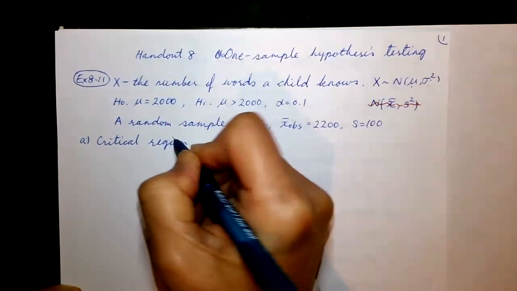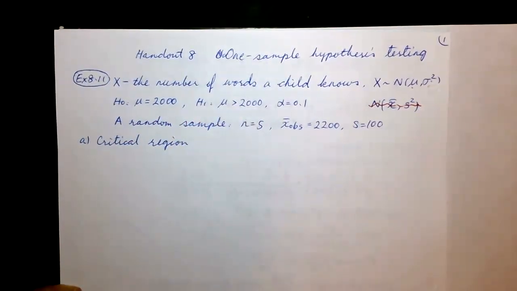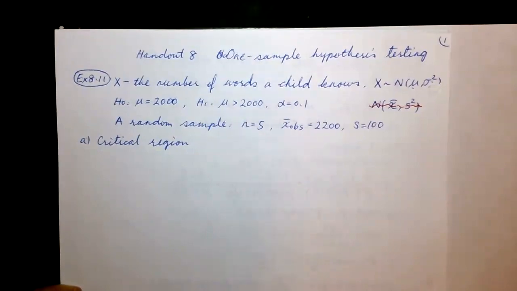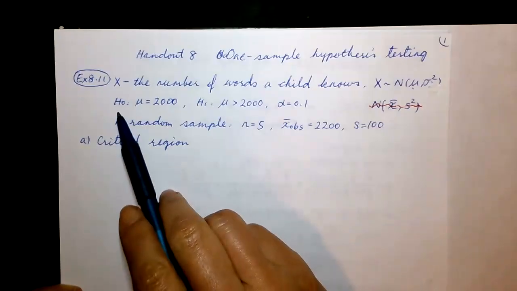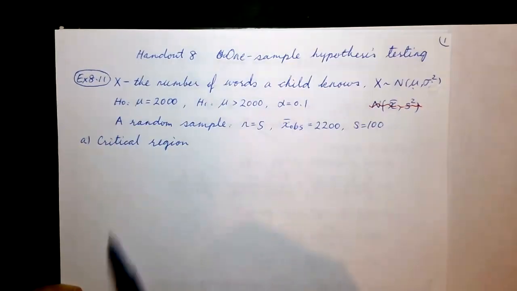What's the definition of critical region? Critical region is a region that if your sample is so bad in supporting H0, what do you do? You reject H0, right? As simple as that. So critical region gives you a judgment whether your sample supports H0 or not.